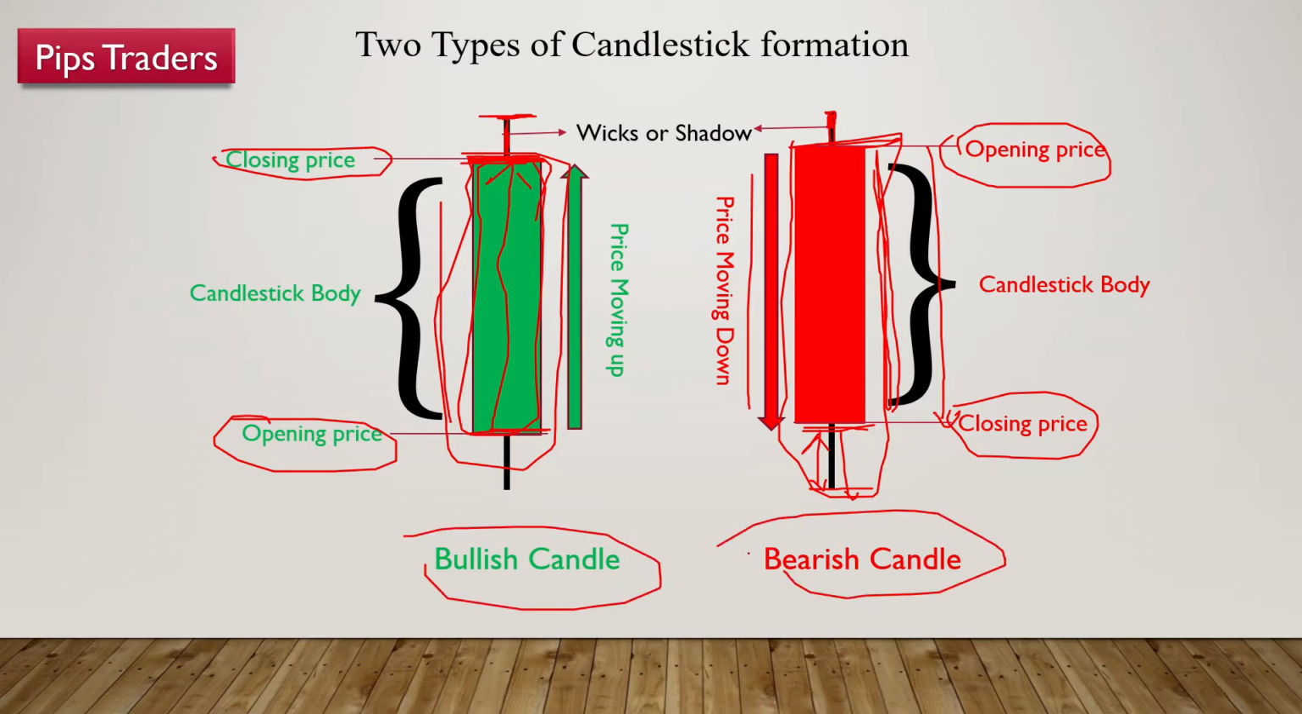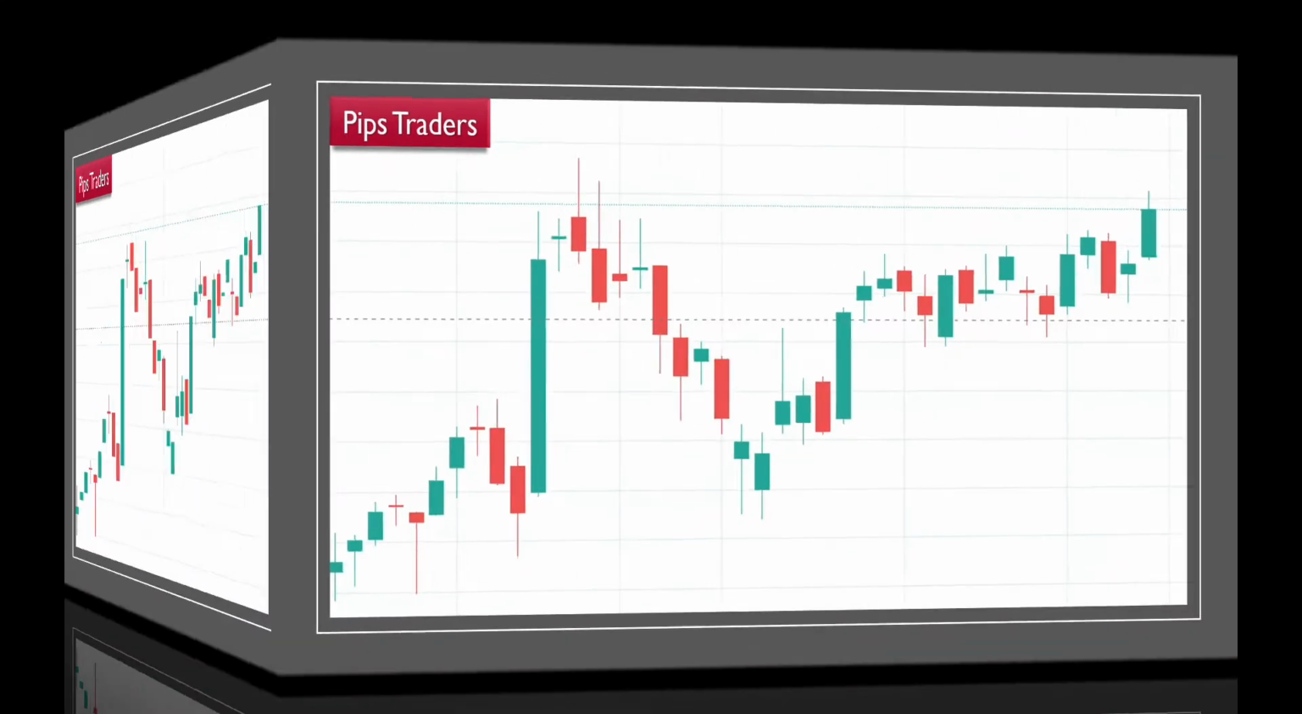The bullish candle represents the market being bullish: price starting from the bottom and going directly up. It's a bullish market, an uptrend. The bearish candle represents the price opening higher and then dropping down. From the opening price, the price has reduced to a lower price. Let's see some examples from the actual chart.